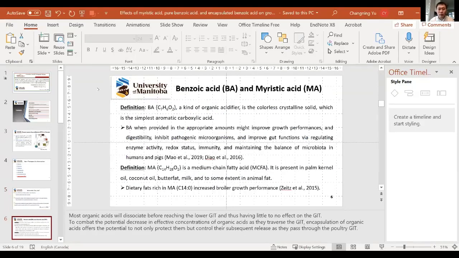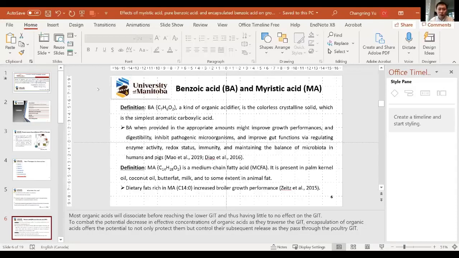In our experiment, we will focus on benzoic acid and myristic acid. Benzoic acid is a kind of organic acid, a colorless crystal solid, which is the simplest aromatic carboxylic acid. Some research found that benzoic acid in suitable amounts can improve growth performance and digestibility, inhibit pathogenic microorganisms, and improve gut function by regulating enzyme activity, reducing stress, improving immunity, and maintaining the balance of microbiota in humans and pigs.